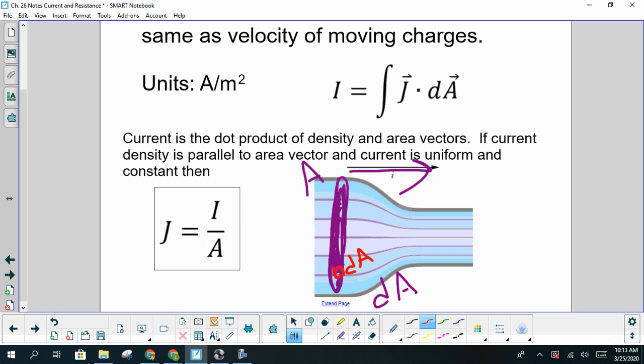So again, current is going to be the dot product of that density, J, and the area vector. So essentially you're adding up the density per the area.